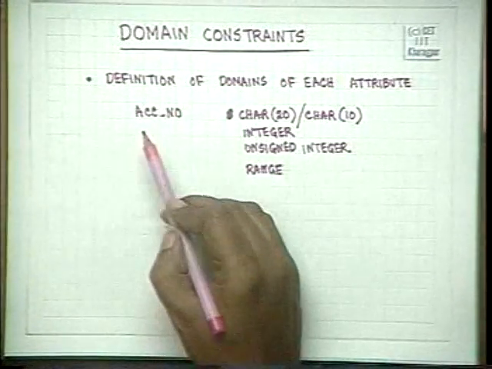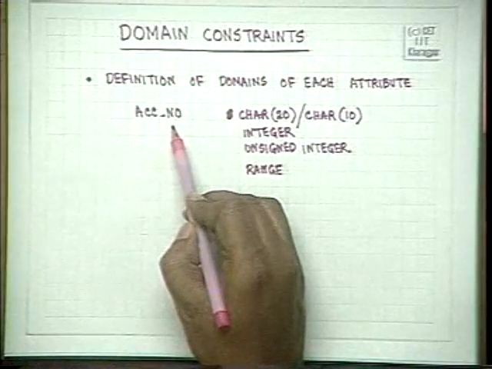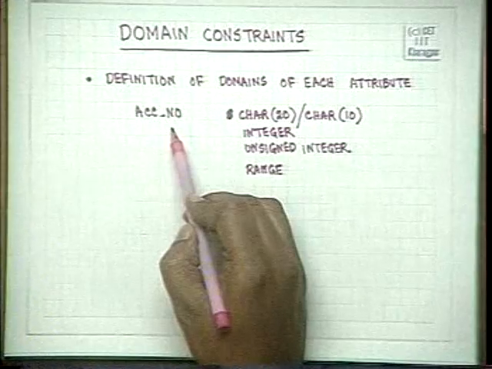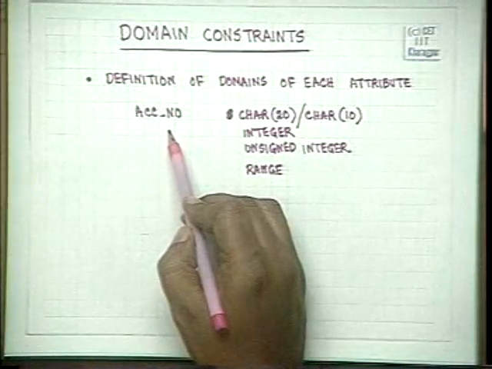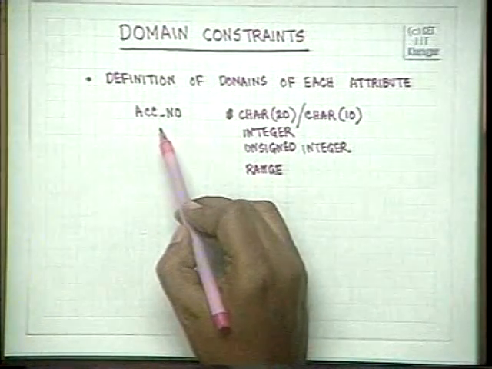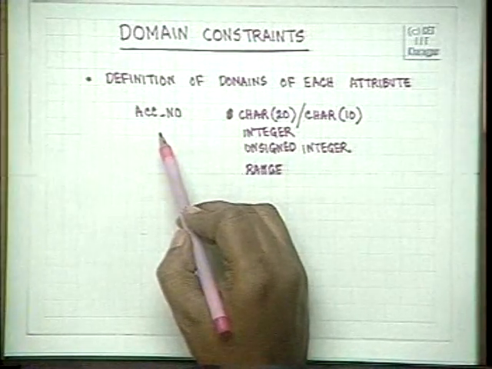So, the accuracy of specification of the domain of the attribute is very crucial. It has to be done keeping in mind the database, its future and other aspects as well. Though it looks a very trivial issue, it has to be done very, very carefully.